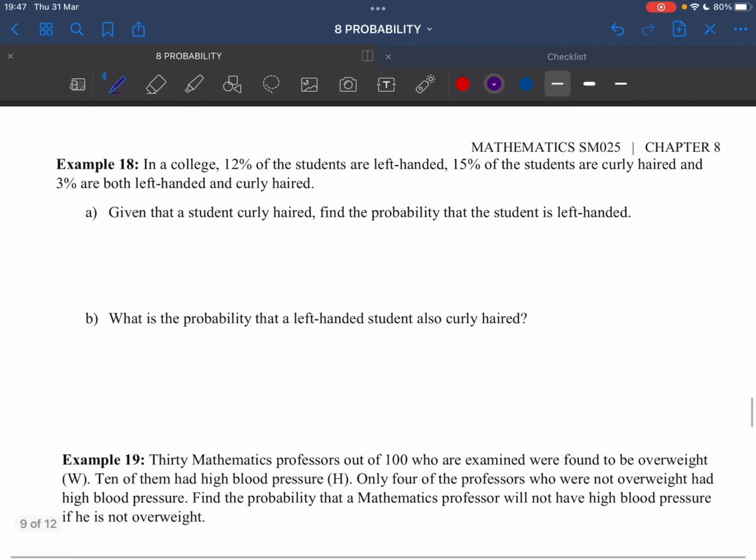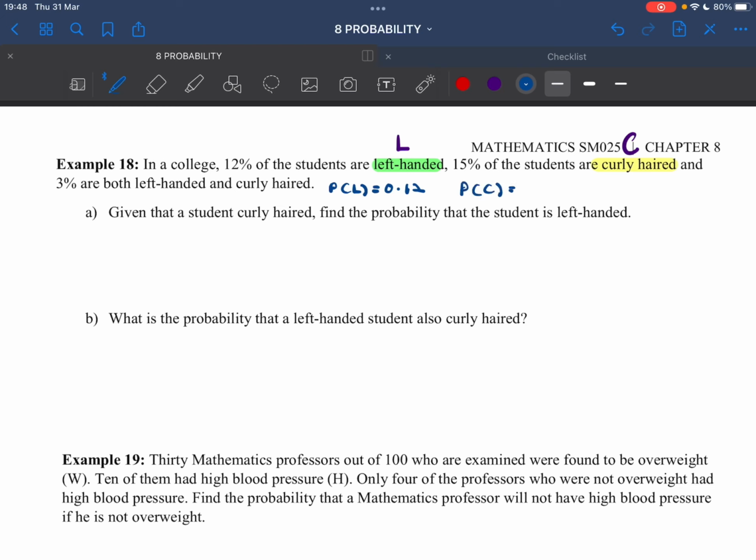So now the next example, we are going to see the problem statement here. In a college, 12% of the students are left-handed. Let's represent this as L. And 15% of the students are curly-haired. That will be C. And 3% are both left-handed and curly-haired. So let's put everything together. P(L) is equal to 12%, so that will be 0.12.